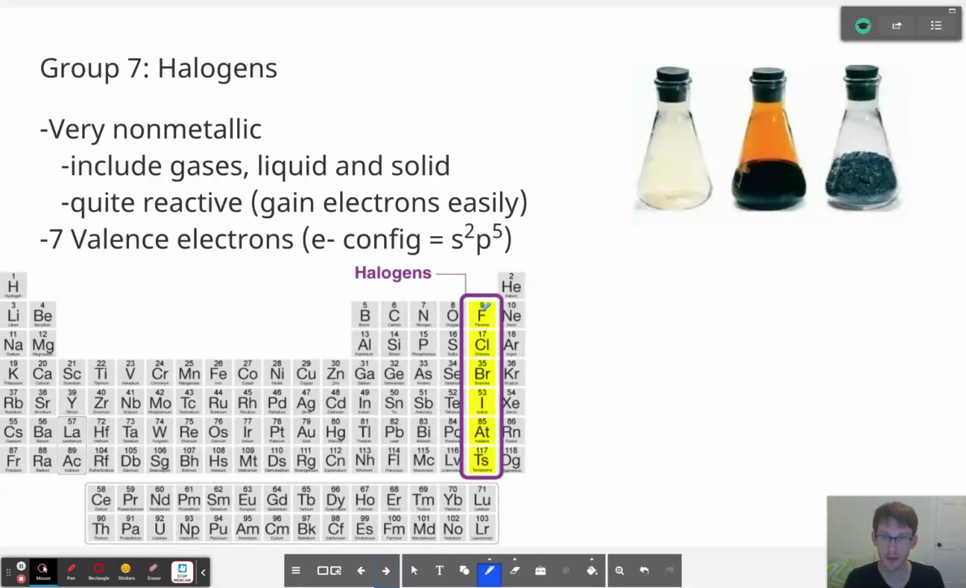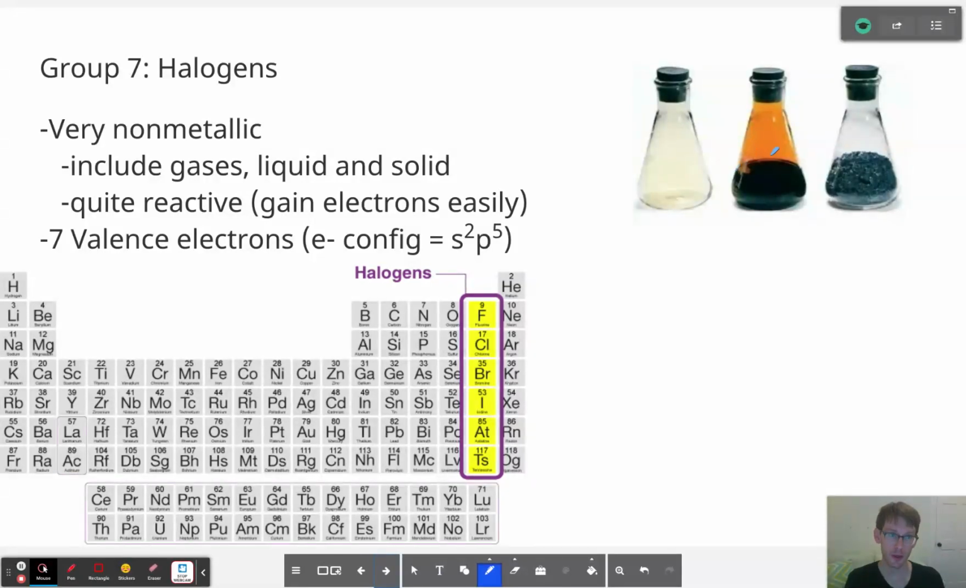They're group 7. They easily gain a valence electron, so they are quite reactive. They're one away from having the electron configuration of a noble gas. They include gases, a liquid, and a solid. What you can see here is chlorine gas. Fluorine isn't even here because it is so reactive. It will actually start to slowly corrode glass, so it's hard to really get a photo of it safely. So fluorine is not here, but this is chlorine gas.